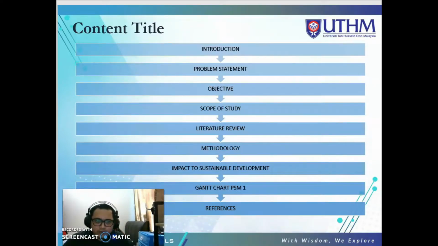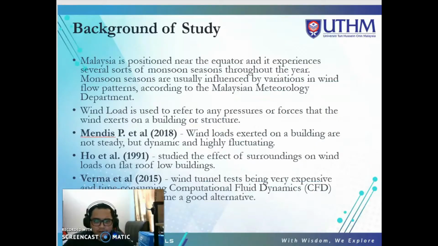This is my content title, which first we start with the introduction, which is the background of study. For the background of study, Malaysia is positioned near the equator and it experiences several sorts of monsoon seasons. The variations in wind flow patterns are usually influenced by this monsoon, according to the Malaysian Meteorology. The wind load is used to refer to any pressure or forces that wind exerts on a building or structure. According to Mendes P et al.